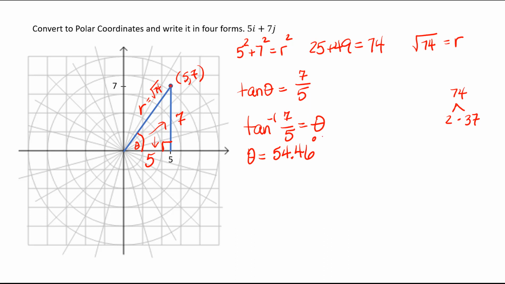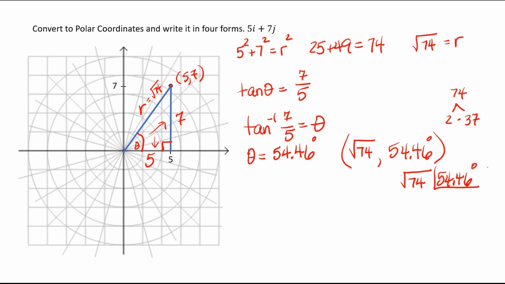54.46 degrees. All right, so one way to write the polar coordinates for this point would be to write the square root of 74, 54.46 degrees, or you could write it in the book's notation, which is the square root of 74, and then this bracket, 54.46 degrees. So the book wants you to write this in 4 different ways. So there are just an infinite number of ways that you could write it.